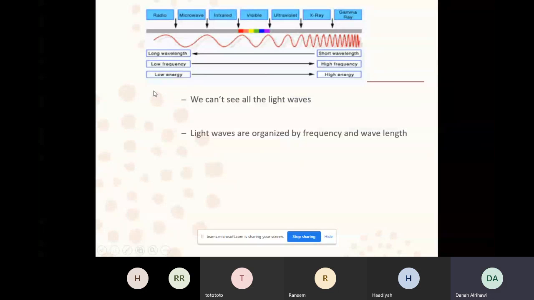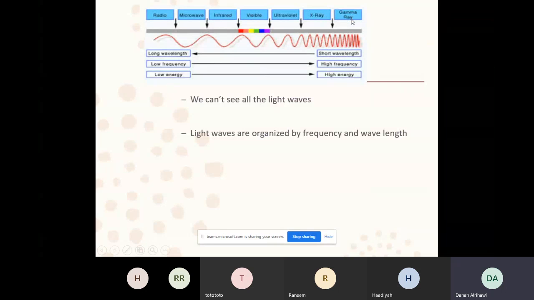Now, imagine that we cannot see all the light. We can see only a small part of all the light waves. We call this one visible. Visible is related to vision. We can see it. Now we have to learn the order of these names.